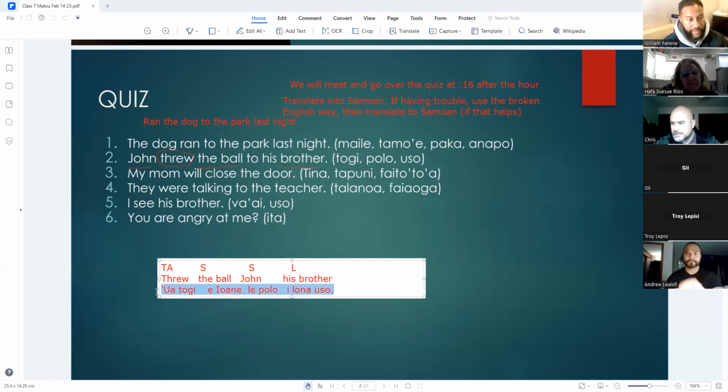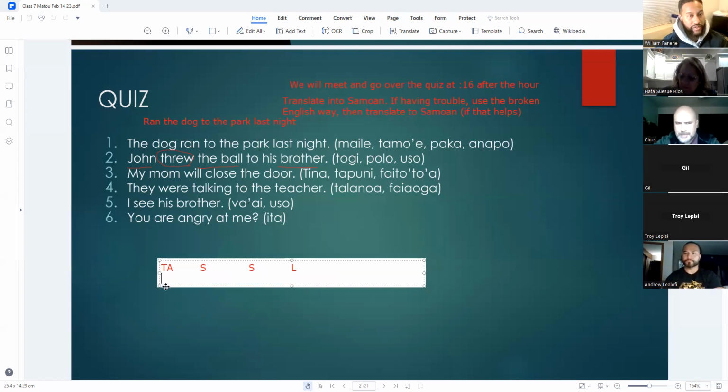The next one, I'll leave this template up there. How will we say, my mom will close the door?